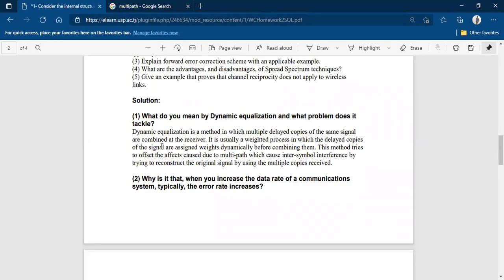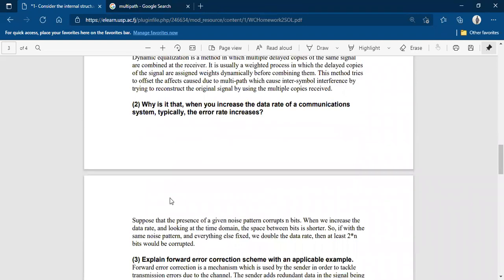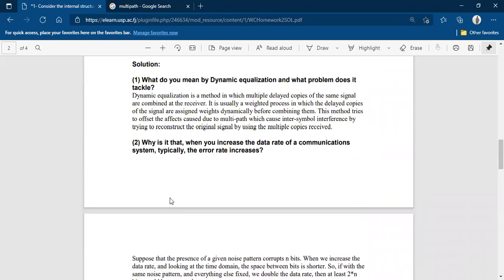So that's regarding dynamic equalization, right? Moving on to question number 2, part 2. Why is it that when you increase the data rate of the communication system, typically the error rate increases?